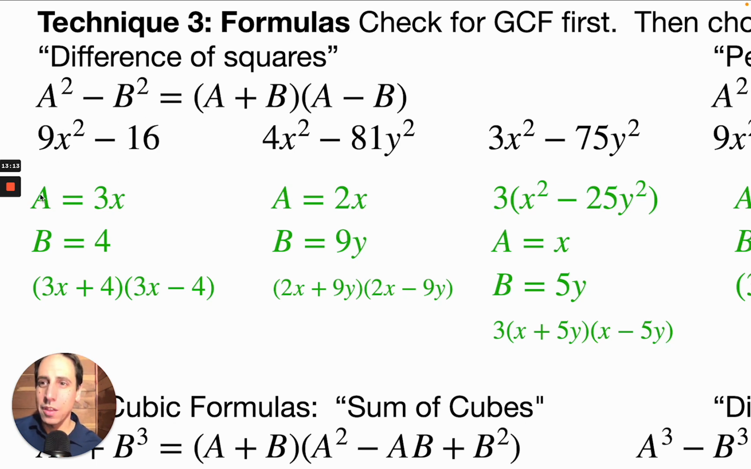Subtracting them. What times itself is 9x squared? Oh, that's 3x. What times itself is 16? That's 4. So we can write 3x plus 4 and 3x minus 4. And we're using our formula here: a plus b, a minus b.